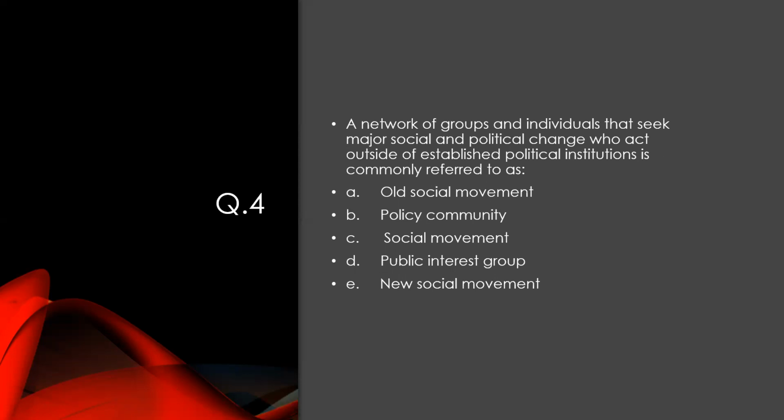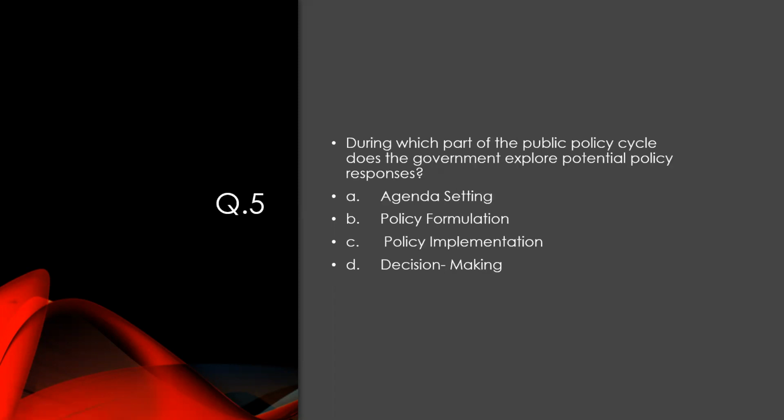A network of groups and individuals that seek major social and political change, who act outside of established political institutions, is commonly referred to as: old social movement, policy community, social movement, public interest group, or new social movement? C is the correct answer, social movement. It is a network of groups and individuals.